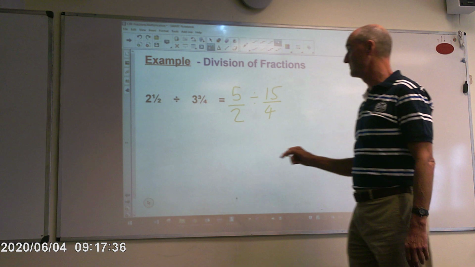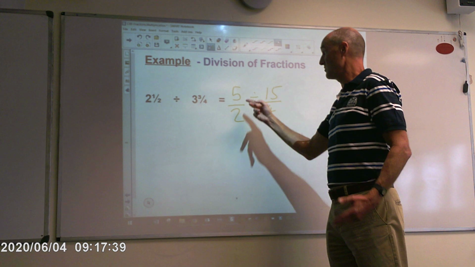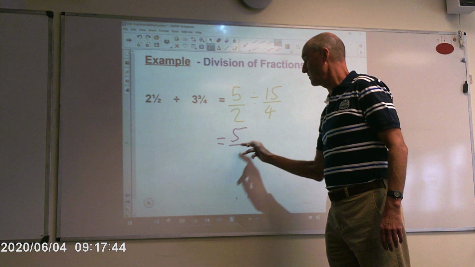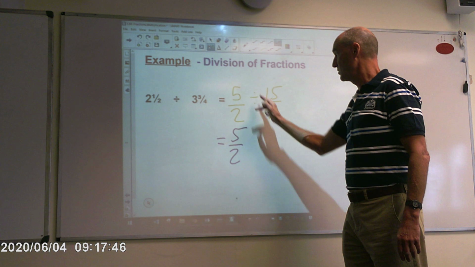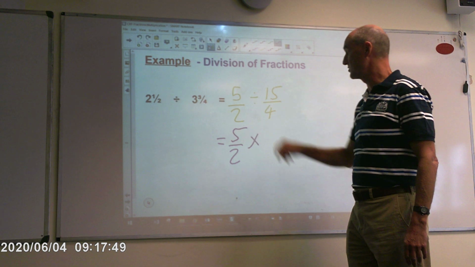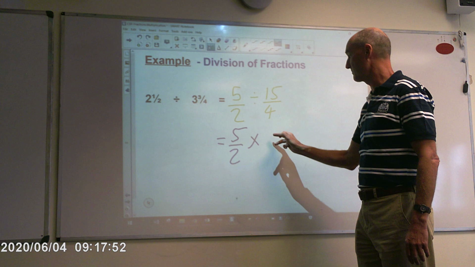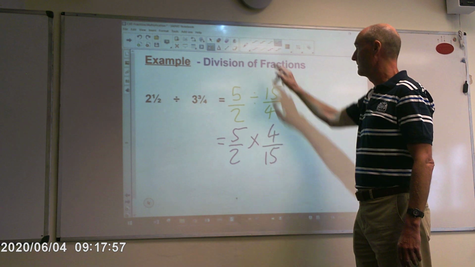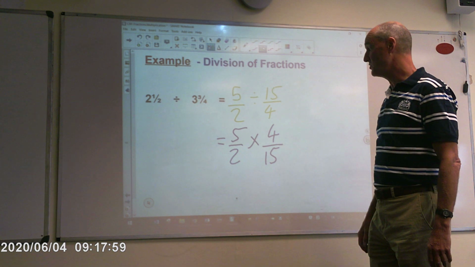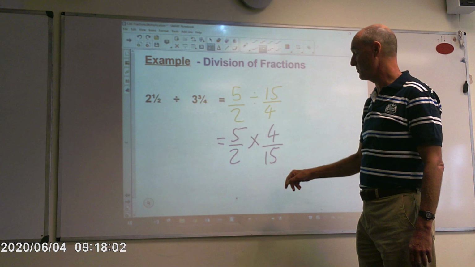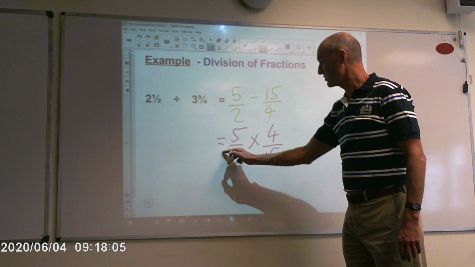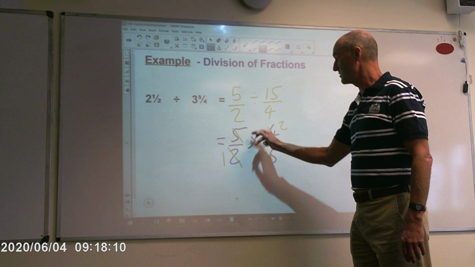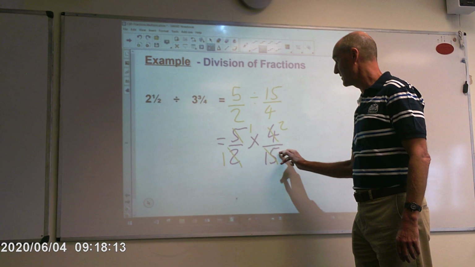Then, what did we say we've got to do? We've got to do our keep, change, flip, so we can do 5 over 2, keep, change the operation from a division into a multiplication, flip the second fraction. So 4 over 15. Now let's make the calculation a little bit easier for ourselves. Can we do a little bit of cancelling on the top and the bottom? 2 goes into 2 once, 2 goes into 4 2 times. 5 goes into 5 once, 5 goes into 15 3 times.